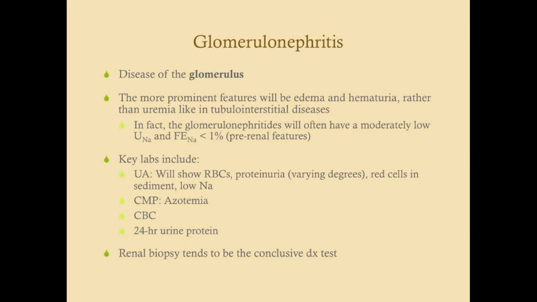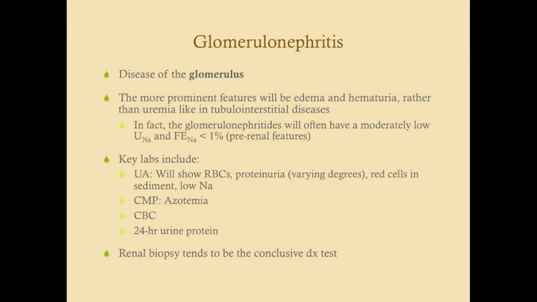On complete metabolic profile, a lot of times you're going to see azotemia, but it's going to be subclinical. You're not going to have symptoms from that azotemia. You're not going to have uremia. You're just going to have azotemia. So maybe a mildly elevated creatinine, mildly elevated BUN.